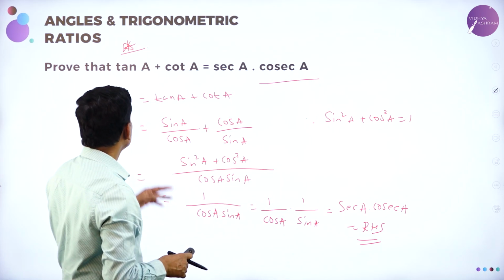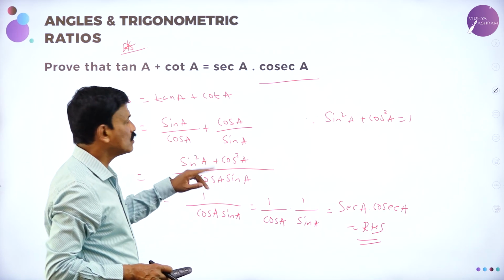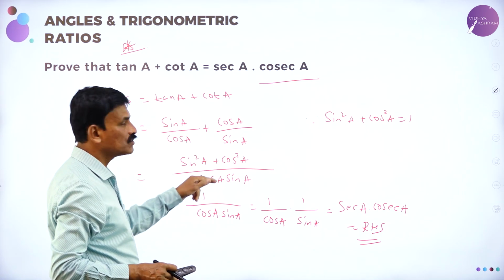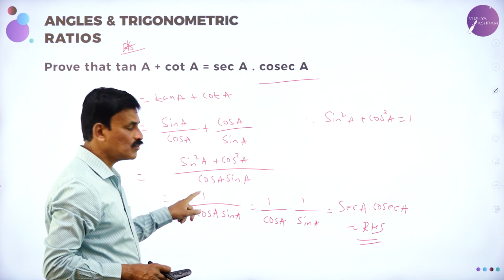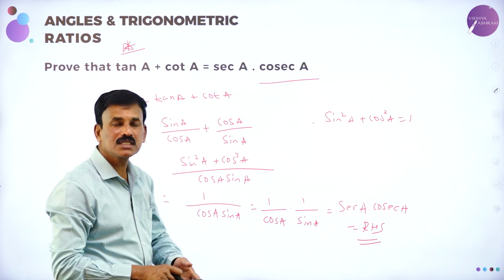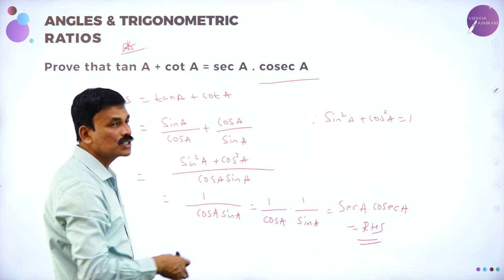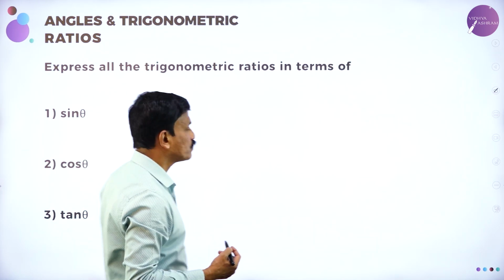Very simple. Tan is sin by cos, cot is cos by sin, take the LCM, sin a cos a. Sin into sin is sin square, cos into cos is cos square, sin square plus cos square is 1. Divide it term by term, 1 by sin a into 1 by cos a. 1 by cos a is secant, 1 by sin a is cosecant a, which is the required RHS. Hope you followed. Now move on to the next type of problem.